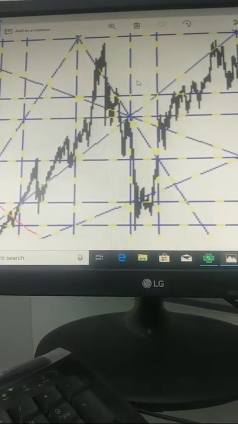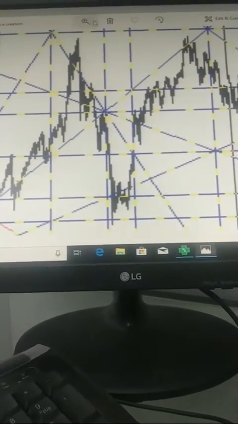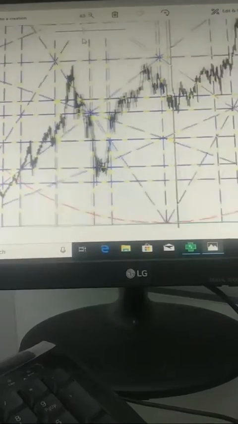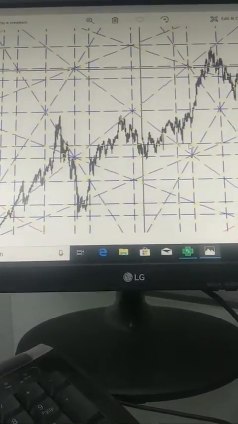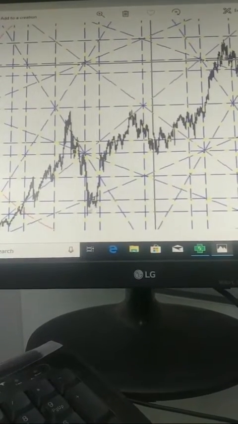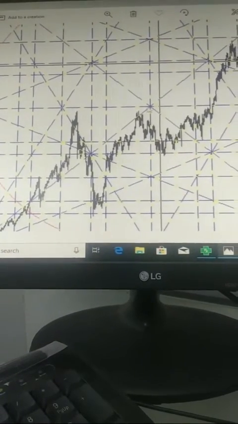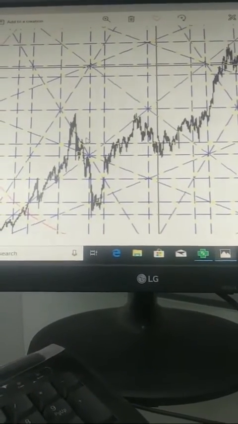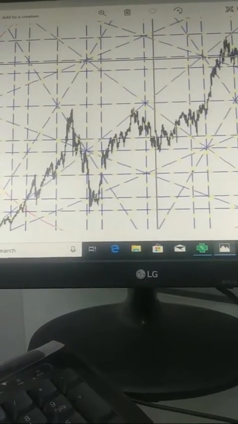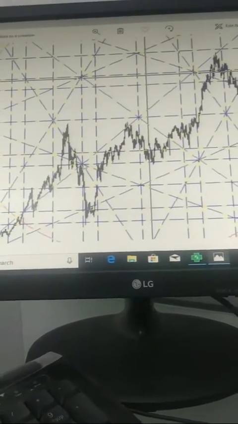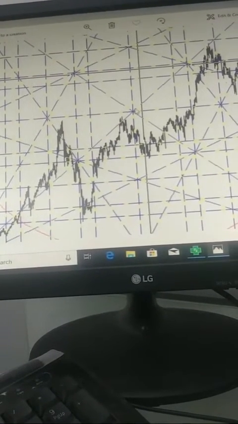I have drawn this with the help of some instruments. This was again a support point, and when you read this, it was a major decision point. From there it has fallen back, and this line again becomes a resistance line here.